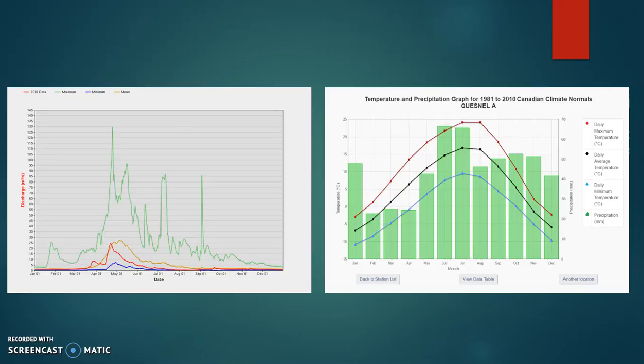The right graph is data collected from the Quesnel Airport Climate Station. This data was between 1981 and 2010, so it's not exactly the same graph that Zhang and Wei were working with, but it gives you an idea of the temperature and precipitation levels in the area at the time of the study.